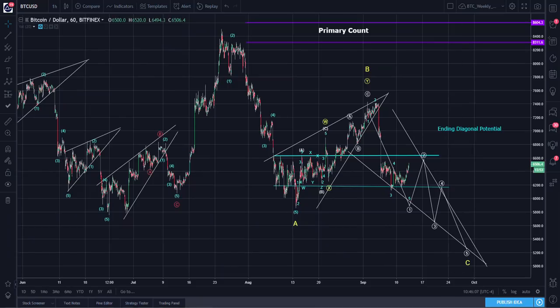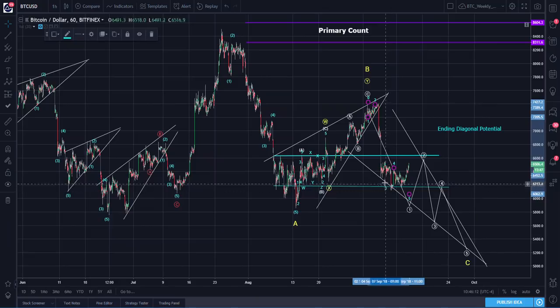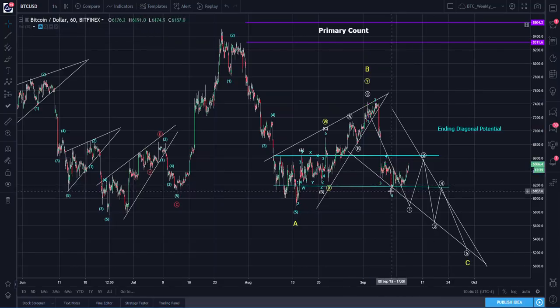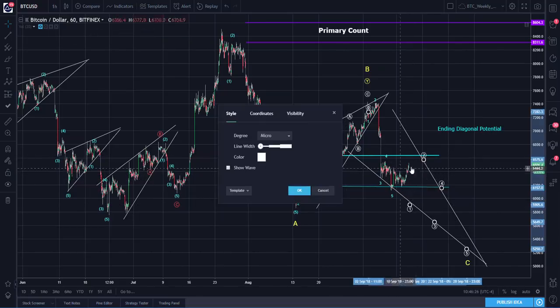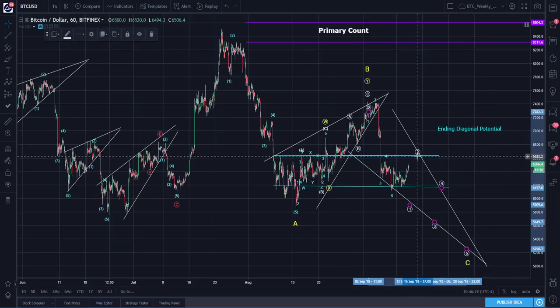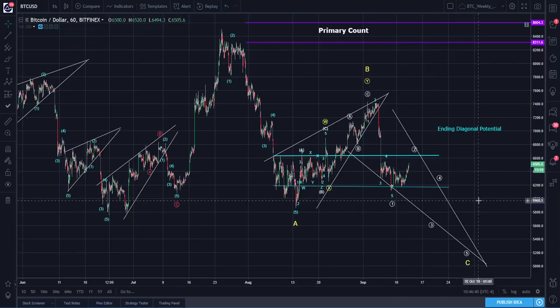How does that fit into the bigger picture? Well, if we bring the 3 and the 4 back, already it's looking 3 wavish. So let me get rid of these lines. There you go. Already it's looking 3 wavish. What do I mean by that? Look, A, B, C.